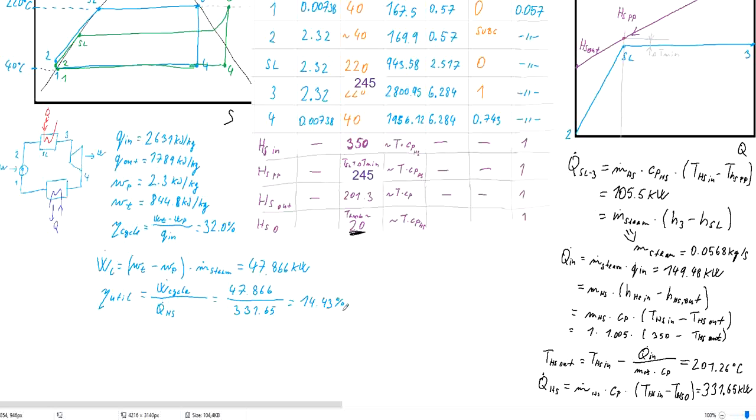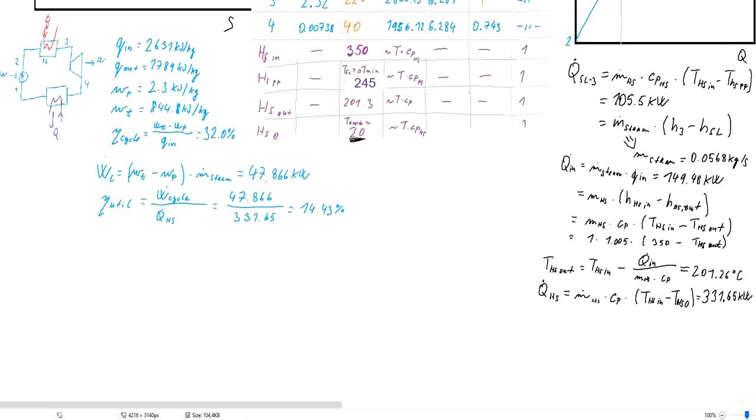Now later on, in some further lectures, you can also learn about something called exergy, that this 14% is the energy efficiency with respect to the heat that is in the heat source. But from the point of view of the second law of thermodynamics, we are not able to convert all this heat into work, but only the so-called exergy.